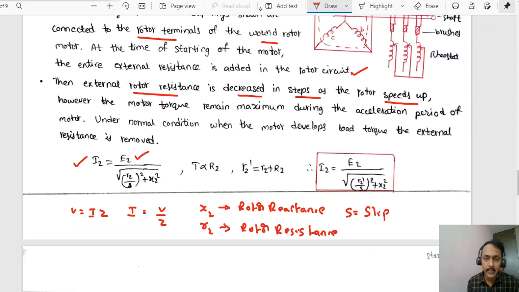So the current is given by E2 divided by the square root of (R2 by S) whole square plus X2 square. Now by adding some external resistance, our R2 becomes a new variable R2 dash, which is nothing but R2 plus R. This is the current without adding the resistor. After adding external resistance, the current is E2 divided by the square root of (R2 dash by S) whole square plus X2 square. Like this we can reduce the amount of current drawn by the machine.